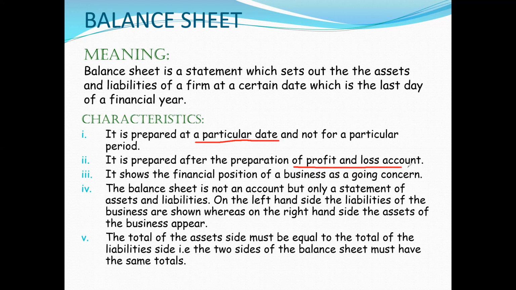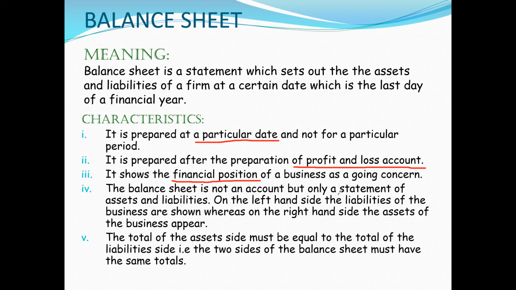Profit and loss account का जो profit या loss होता है, that is adjusted in the capital account of the proprietor and shown on the liability side of the balance sheet. It shows the financial position of the business as a going concern. The balance sheet is not an account. It is a statement. A 1 mark question can be asked on this.